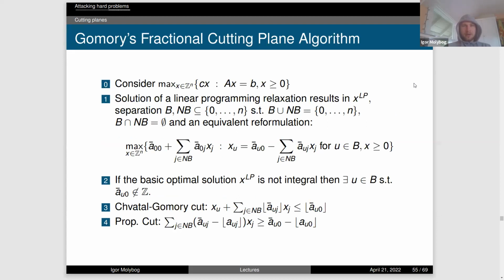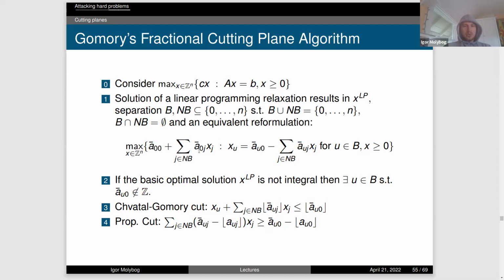And then we have formulated the Gomory fractional cutting plane algorithm that consists of the following steps. First, you solve a linear programming problem, like a linear programming relaxation of an IP. This linear programming relaxation gives you a separation of the variables that you are considering into basic and non-basic.